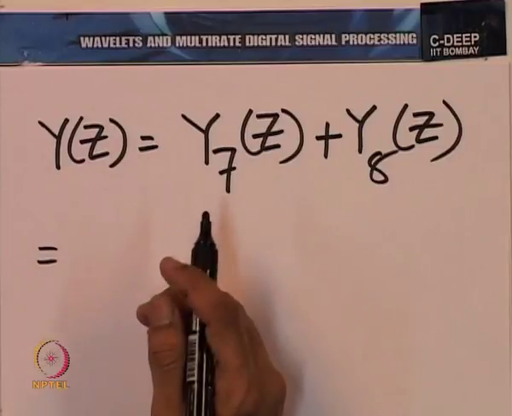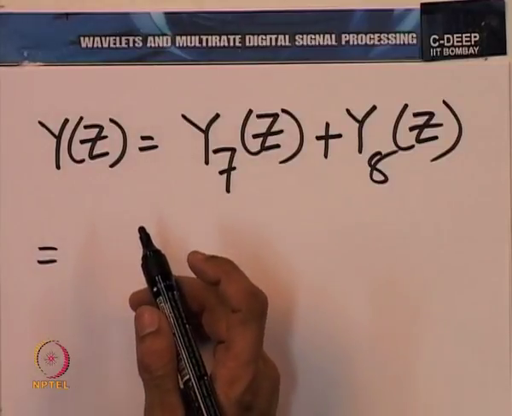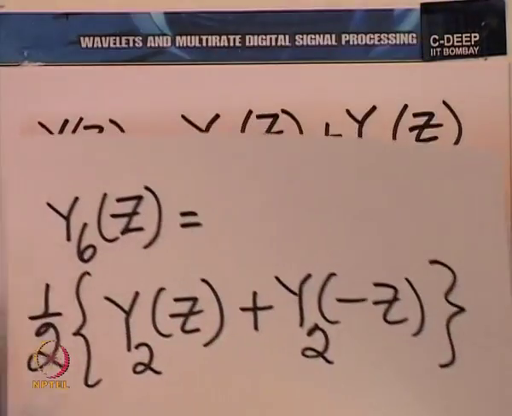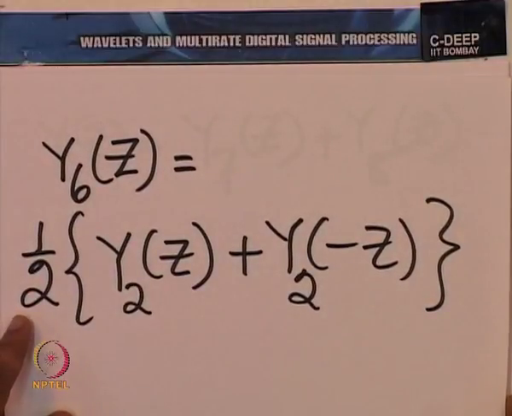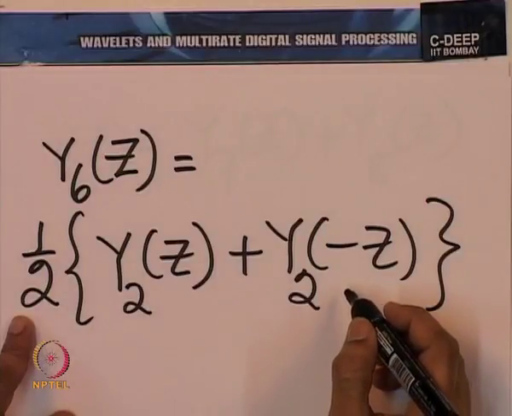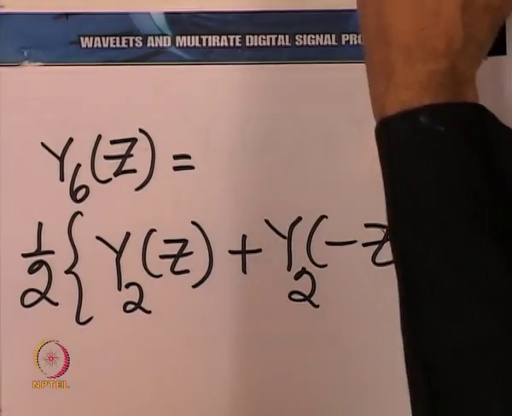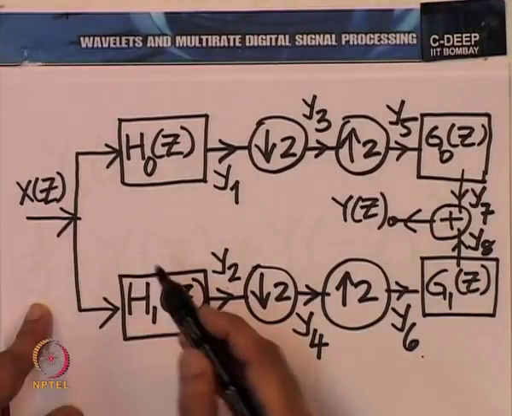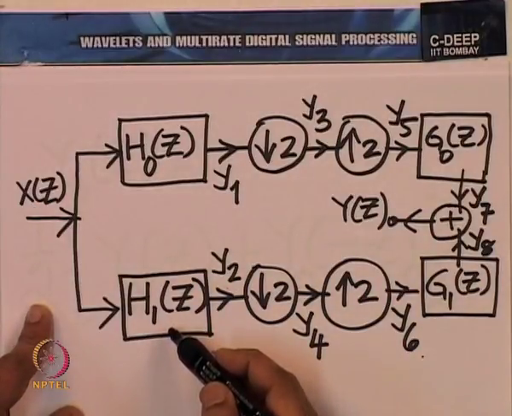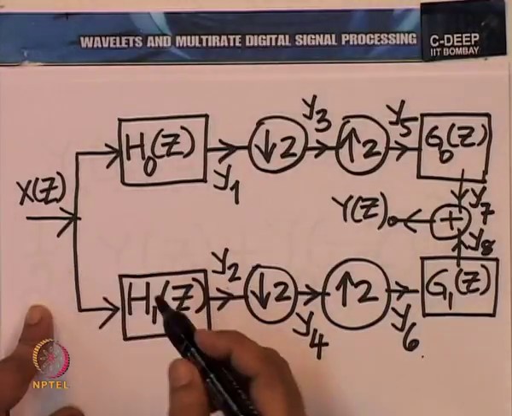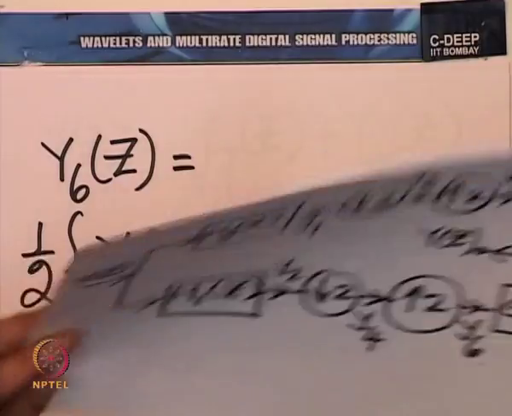let me put before you the expression for Y5 and Y6 once again. So, let us take Y6 as an example. Now, you are going to involve Y2(z) and Y2(-z). Y2(z), if you recall, is X(z) times H1(z) as an example. Now, when you take Y2 of -z, you would get X(-z) multiplied by H1(-z). So, in fact, let me put that down.